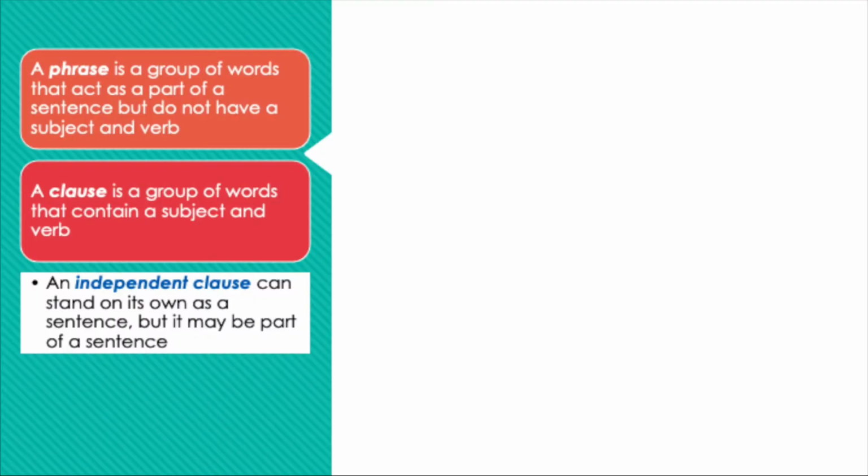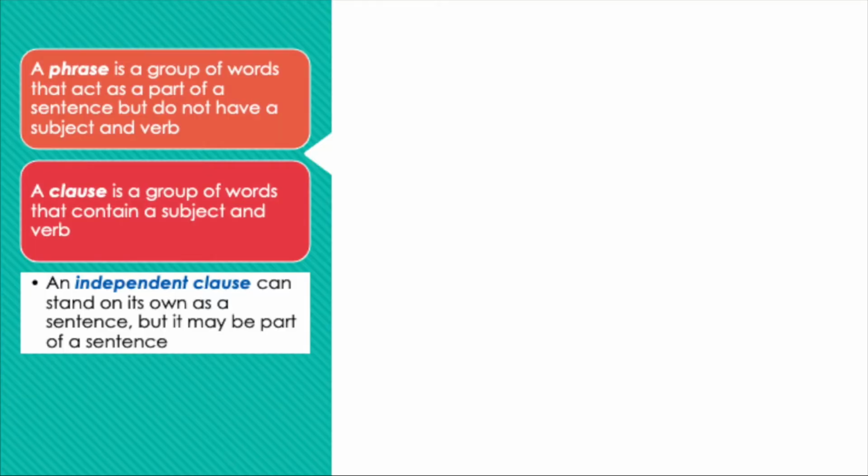Let's continue talking about what makes a sentence. And we're going to have a couple more vocabulary terms for you here. The first is a phrase. A phrase is a group of words that act as a part of a sentence, but it does not have a subject and verb. Whereas a clause is a group of words that's part of a sentence that contains a subject and a verb. So a clause has both a subject and a verb, whereas a phrase does not have both a subject and a verb. It might have some nouns, it might have a verb, but it doesn't have both a subject and a verb. Now, a type of clause called an independent clause is required in a sentence.